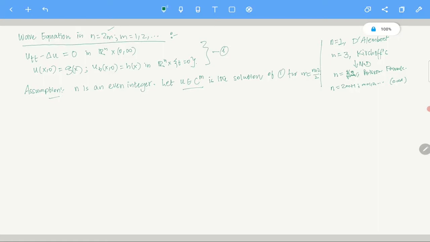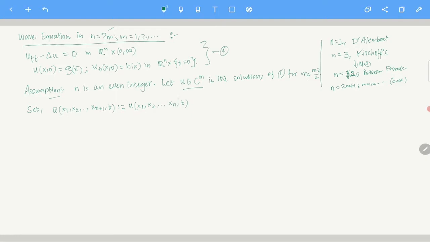Now we want to put a representation formula as we have already done, and for that we are going to use the exact same idea, the method of descent. So we set u bar of (x1, x2, ..., xn, x_{n+1}, t) to be u of (x1, x2, ..., xn, t). One variable is missing here.